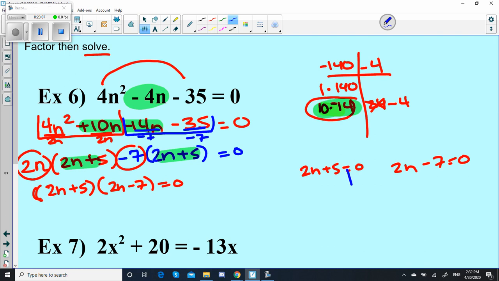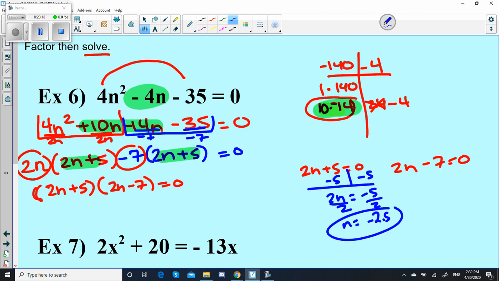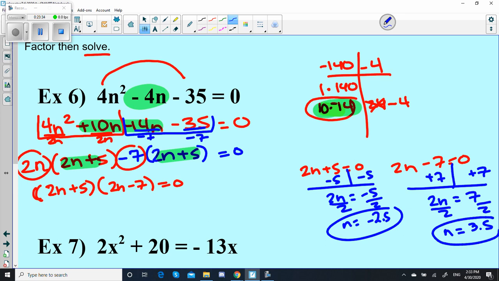So I'm going to make my T. I need to subtract 5 on both sides and divide by 2. So n is negative 2.5, or you could have left it negative 5 over 2. Either way works fine, fraction or decimal. And then I'm going to add 7 to both sides. So that's 2n equals 7, divide by 2. So that's 3.5, or just 7 over 2 if you like that fraction better, up to you.